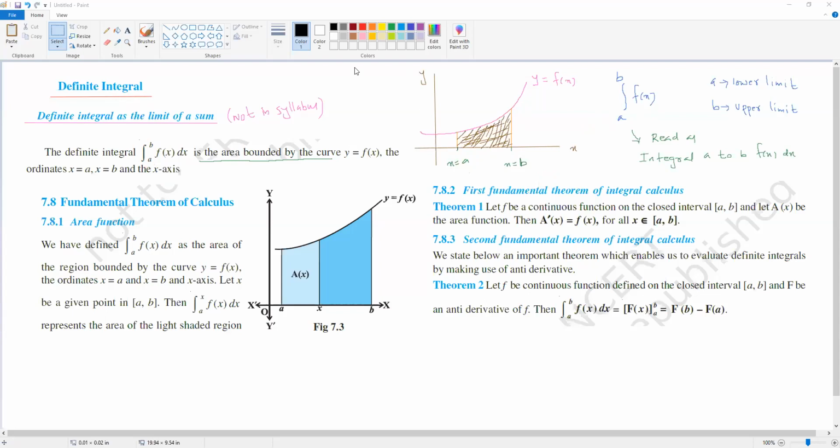Okay. And for finding that, there was one method which is known as definite integral as the limit of a sum, but that is not in the syllabus this year. So we will go to that another method that is known as fundamental theorem. So the first fundamental theorem says like this. It's very simple. It says f is a function defined in the closed interval ab, and A is the area function, then A dash x is equal to f of x.